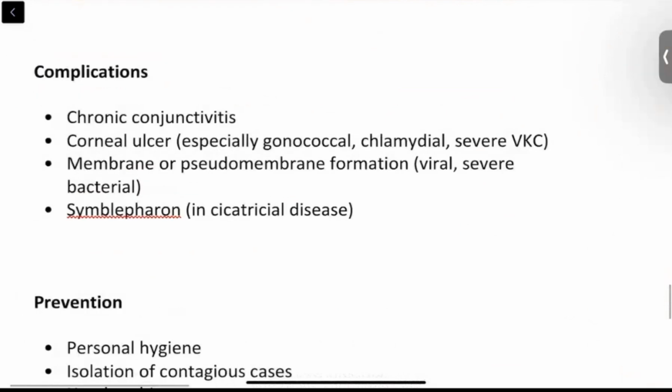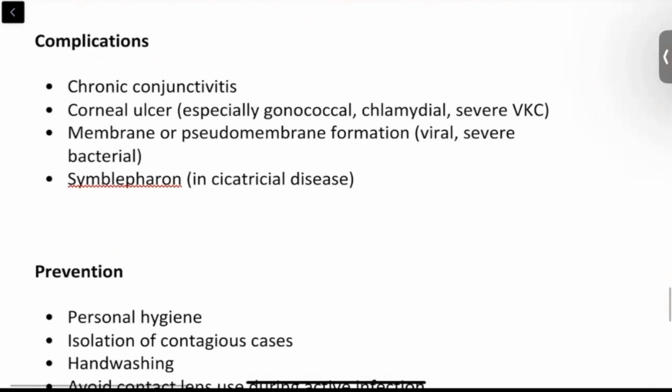Coming to what happens if we don't treat conjunctivitis, that is chronic conjunctivitis will happen. Like if we don't treat acute conjunctivitis, it will eventually become chronic conjunctivitis. After that, we know it is covering sclera, cornea and eyelids. So it can lead to corneal ulceration, especially gonococcal, chlamydial and severe vernal keratoconjunctivitis. Membrane or pseudomembrane formation can happen if not treated in case of viral and severe bacterial conjunctivitis.